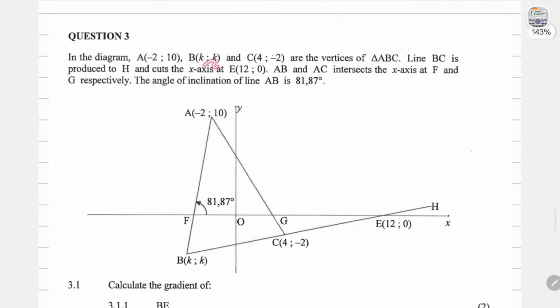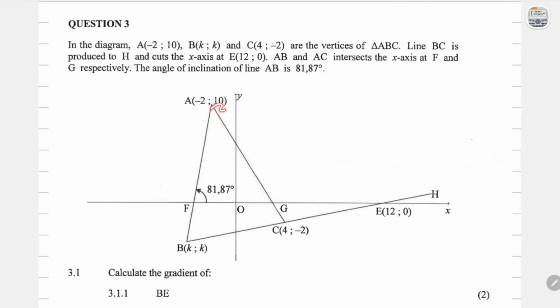Question 3 says, in the diagram, A, which is (2, 10), B (k, k), and C (4, -2), are the vertices of triangle ABC. Line BC is produced to H and cuts the x-axis at E, which is (12, 0). AB and AC intersect the x-axis at F and G respectively. So those are the x-intercepts of those two lines. The angle of inclination of AB is 81.87 degrees.